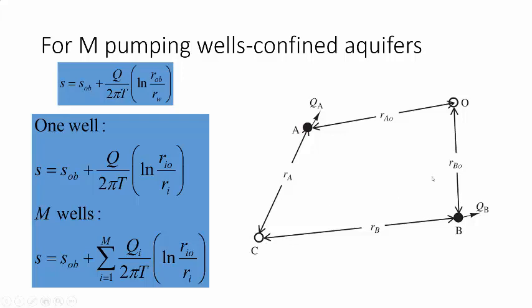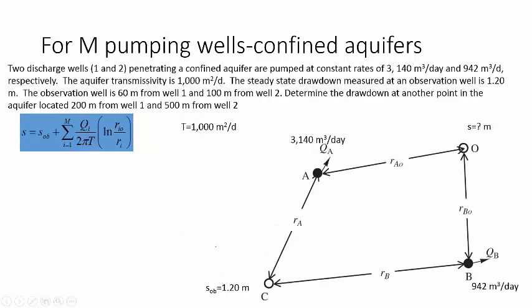So here we have part 2, and here we will see multiple pumping wells, confined aquifers, and this is the main equation for confined aquifers. So for one well, this is what we have, and then for multiple wells, what you have is this term here that you have to add for each flow rate and each distance from the observation well and the actual well. So maybe it's better explained with an example.